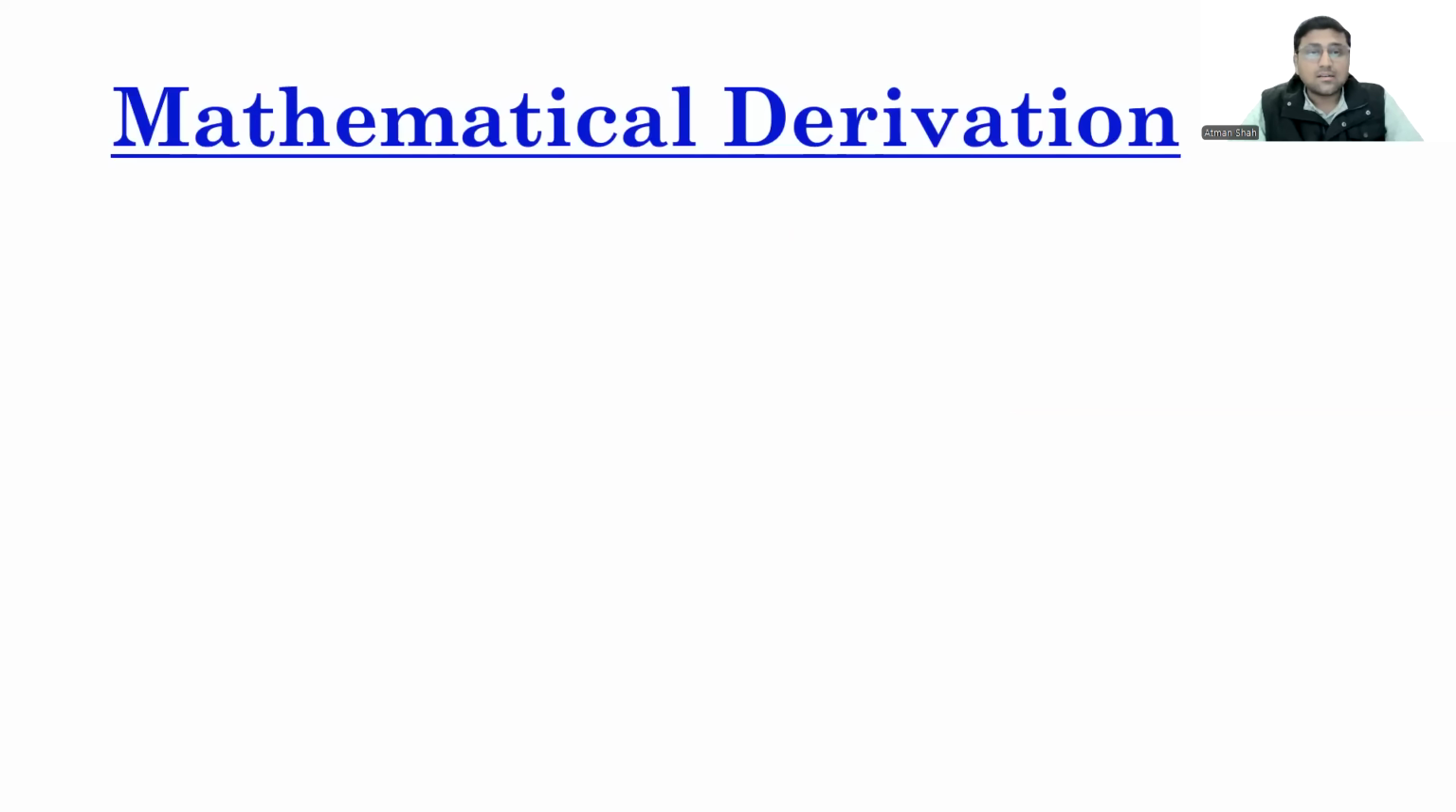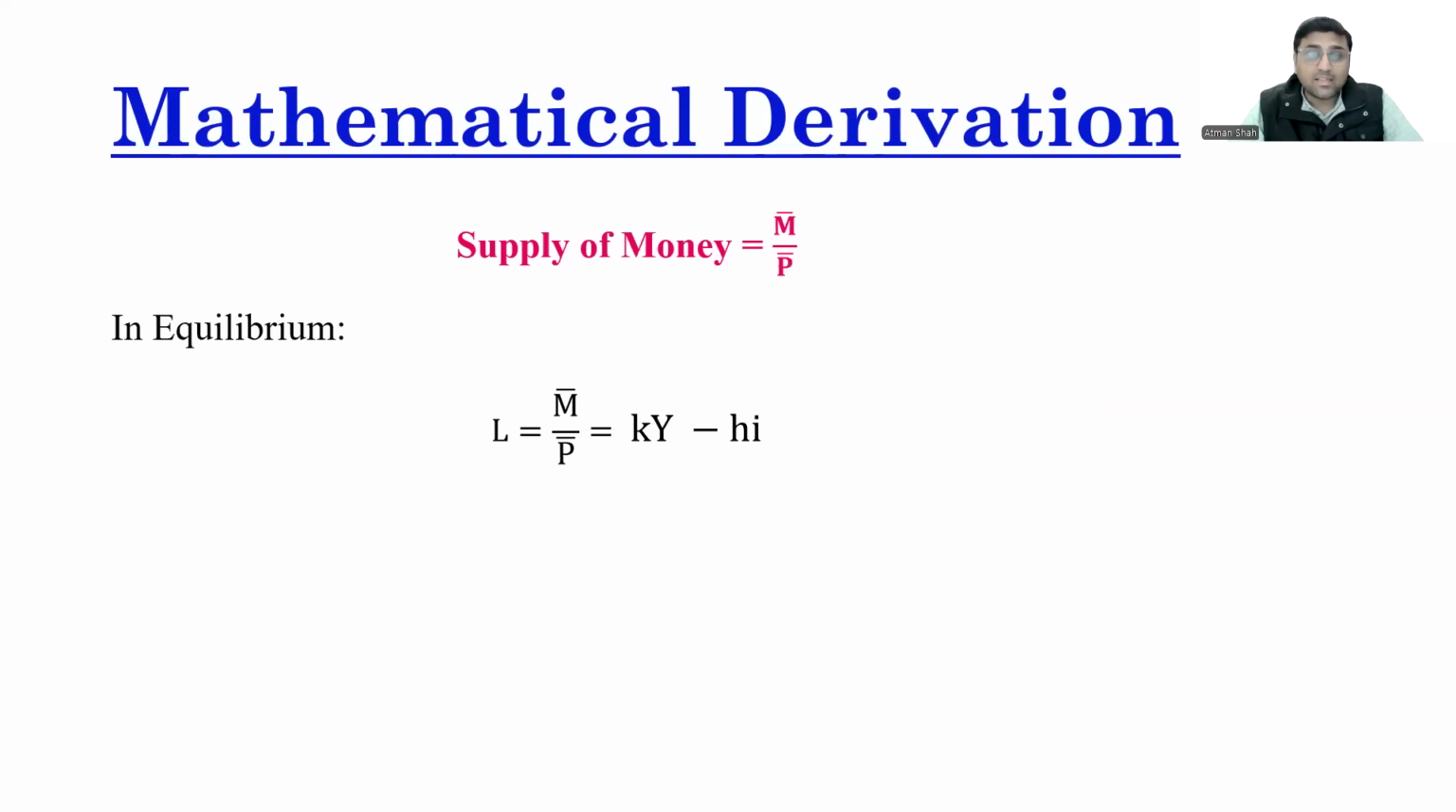Now let's see the mathematical derivation. Now we know that supply of money is equal to M bar upon P bar. So in equilibrium, demand for money is exactly equal to supply of money, and therefore L is equal to M bar upon P bar is equal to KY minus HI. So HI is equal to KY minus M bar upon P bar, and therefore i is equal to 1 upon H in bracket KY minus M bar upon P bar.